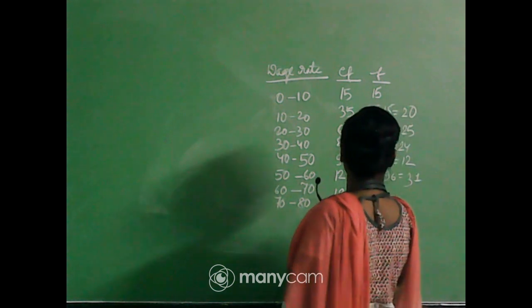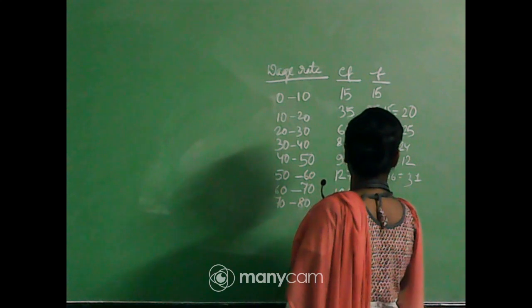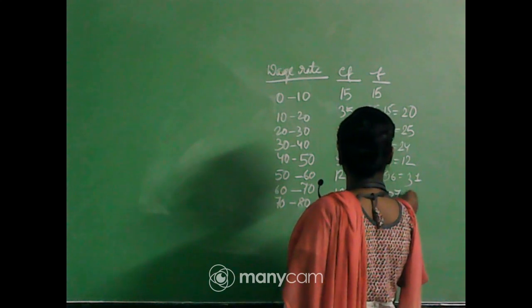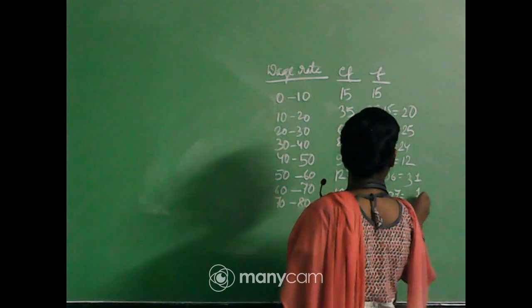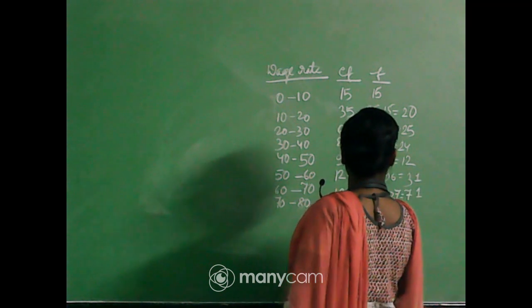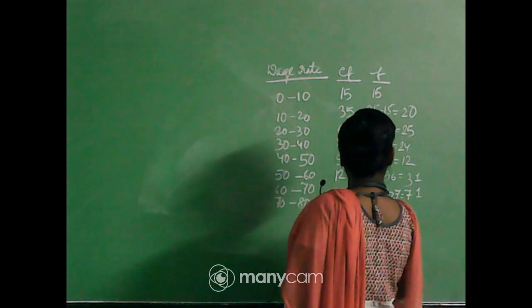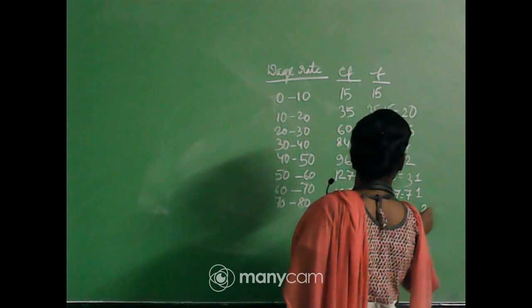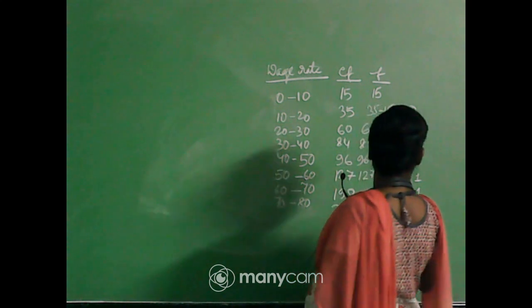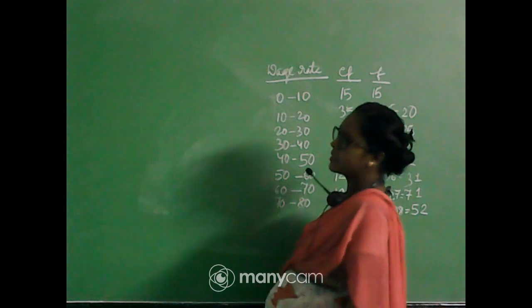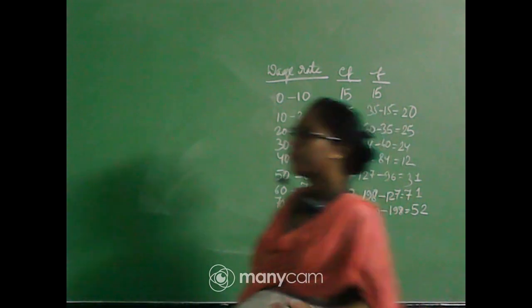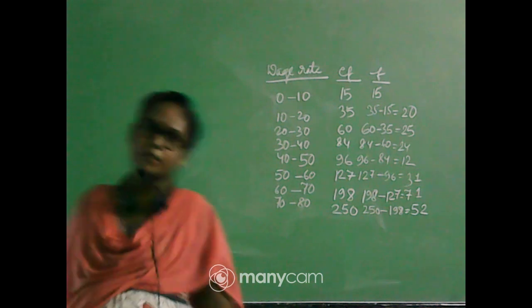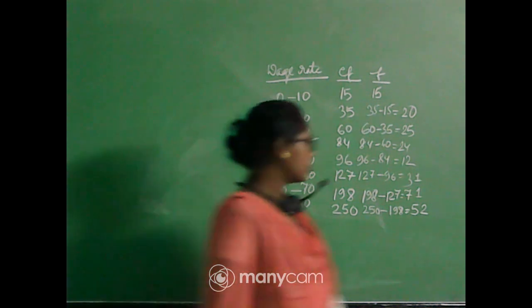Next, 198 minus 127, next 250 minus 198. Understood up to this, Kirtika? From how to find the frequency to cumulative frequency? Understood or not?